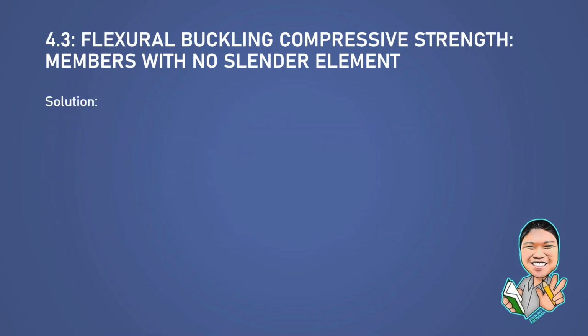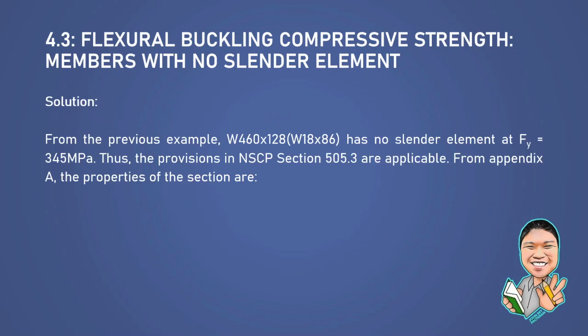So solution tayo. From the previous video, yung about sa slender and non-slender element, napatunayan natin na yung W460 by 128 has no slender element at Fy equals 345 megapascal. Thus, the provisions of NSCP section 505.3 are applicable. From Appendix A, the properties of the section are: its area is 16,300 square millimeters. The radii of gyration rx is 197 mm and ry is 66.8 mm.